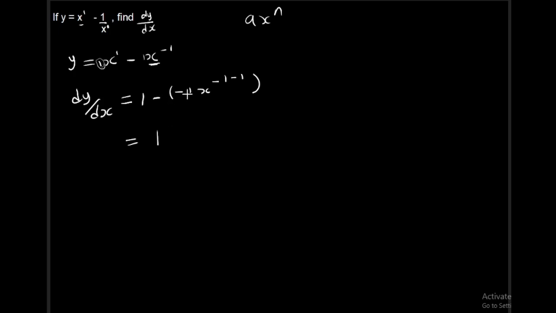All right, so our final answer now becomes 1. Minus minus is plus, so we have 1 plus x raised to the power of minus 2. So this becomes our answer, 1 plus x to the minus 2, or you can rewrite it as 1 plus 1 over x squared according to the laws of indices. If we take the inverse of x raised to the power minus 2, that will give us 1 over x squared. So this is our answer here.